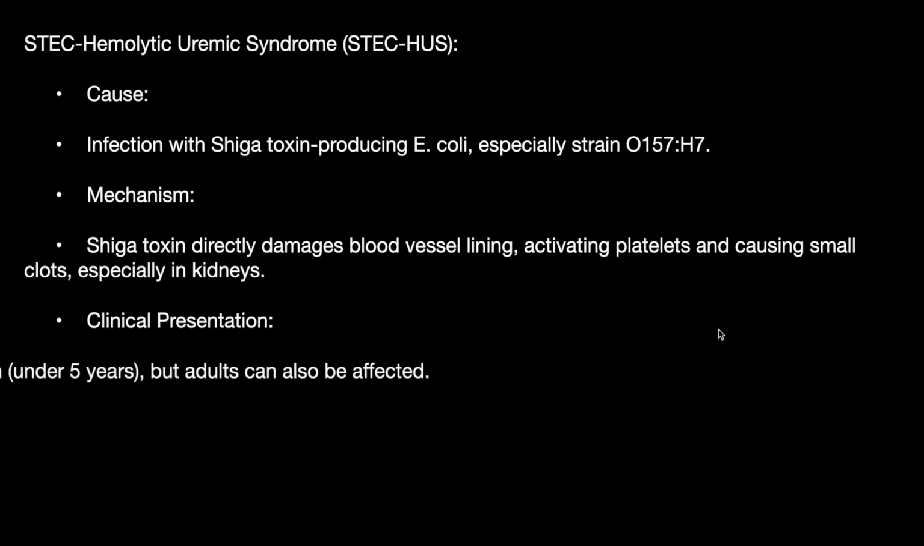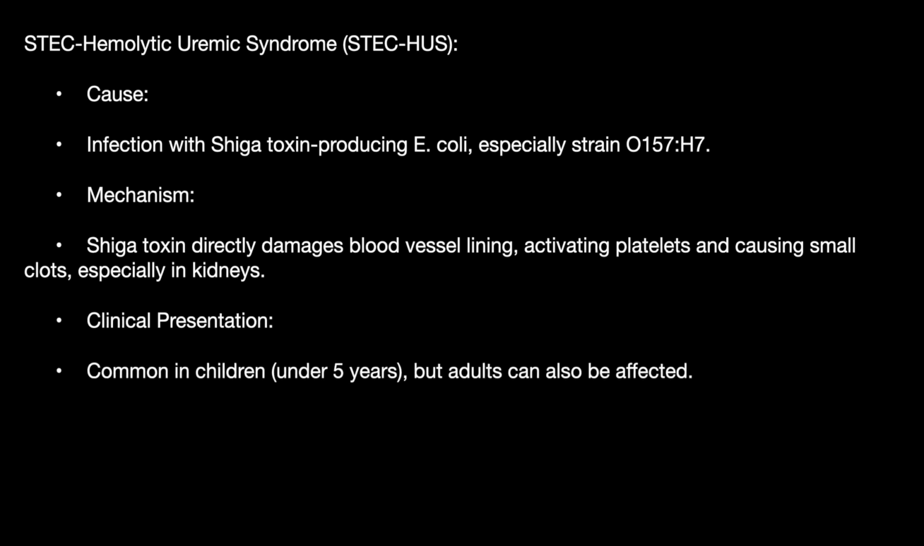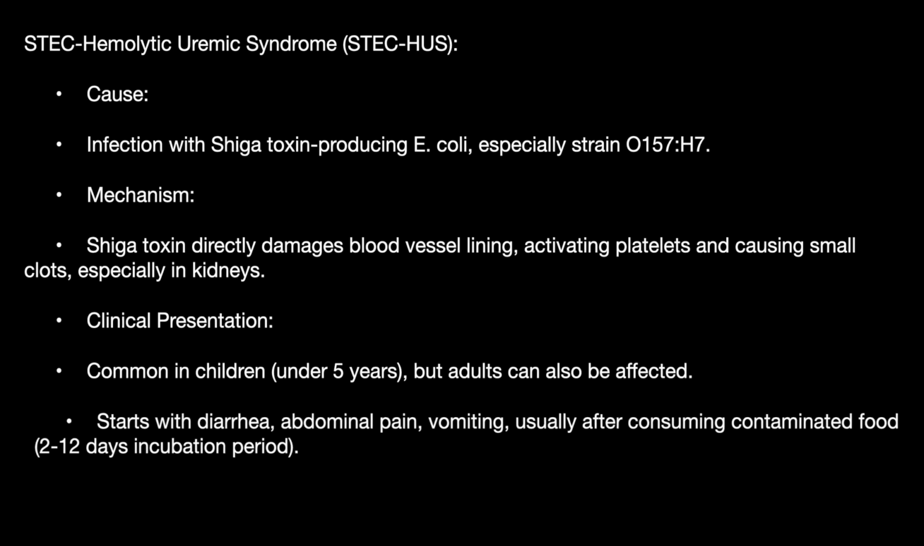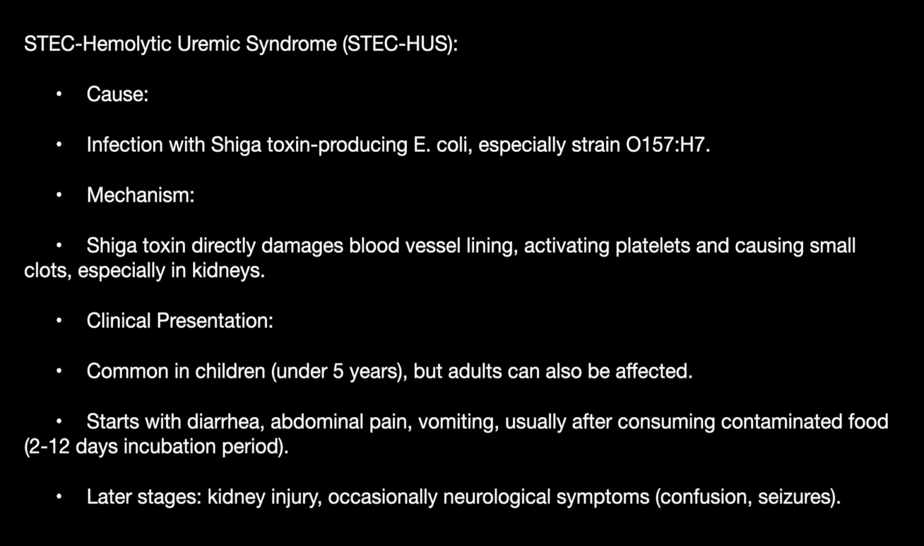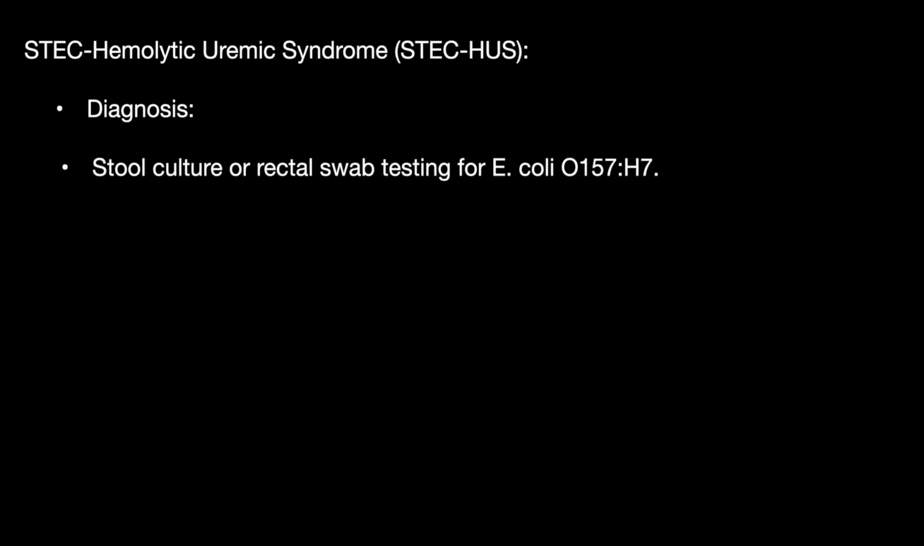So in this case, the clinical presentation will primarily be in the younger age group, that is children less than 5 years, but adults can also get affected. So it will start with some kind of diarrhea, abdominal pain, vomiting, and finally after 2 to 12 days you can possibly have kidney injury. The neurological symptoms are rare, but they can happen. But the important thing that you need to know here is the history of diarrhea or abdominal pain, vomiting, mainly GI symptoms.